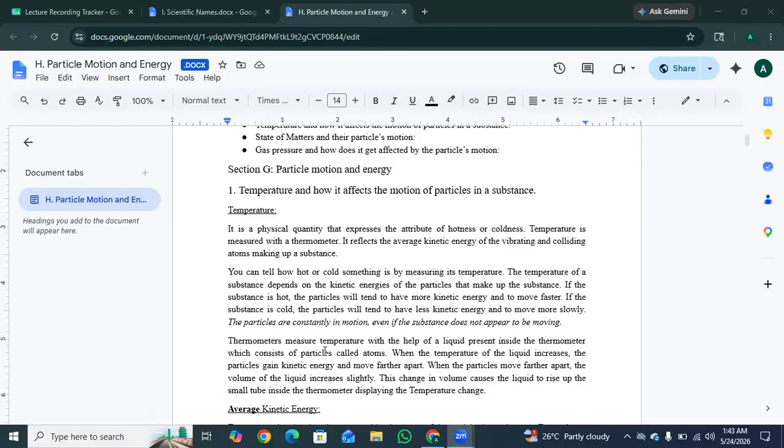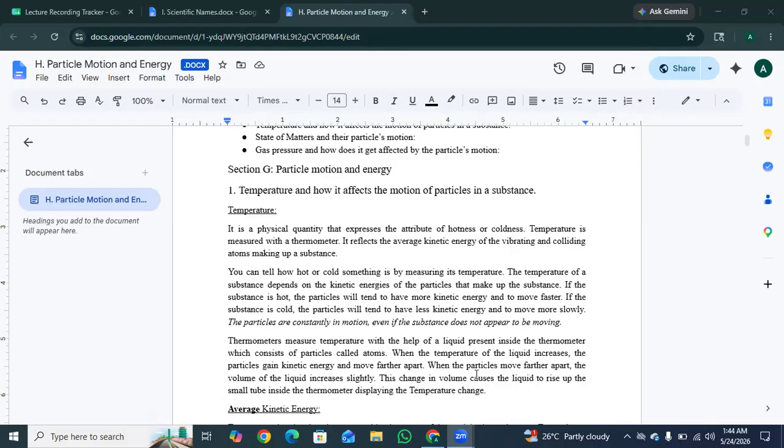Thermometer. A thermometer measures temperature with the help of a liquid present inside it, which consists of particles called atoms. When the temperature of the liquid increases, the particles gain kinetic energy and move further apart. When the particles move further apart, the volume of the liquid increases slightly. This change in volume causes the liquid to rise up the small tube inside the thermometer, displaying the temperature change.